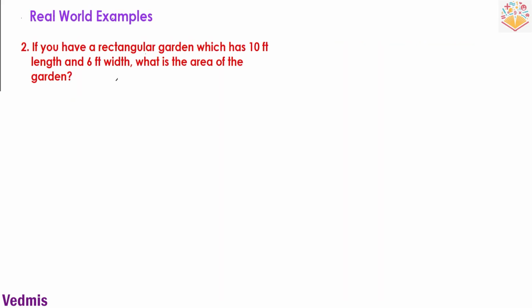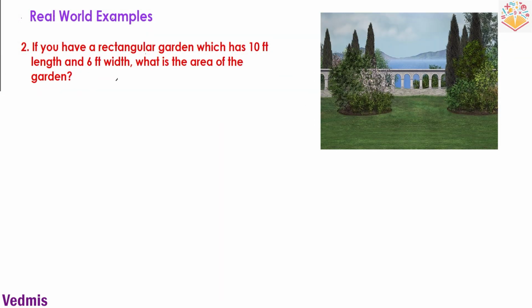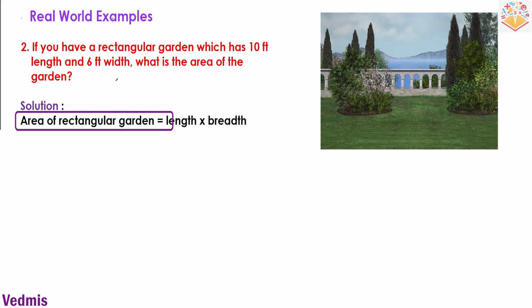Let us take another example. Example 2. If you have a rectangular garden which has 10 feet length and 6 feet width, what is the area of the garden? You know, area of the rectangle is given by length into breadth. Substitute the values. 10 feet into 6 feet gives you 60 square feet. In fact, the physical meaning of multiplication is area of the rectangle.